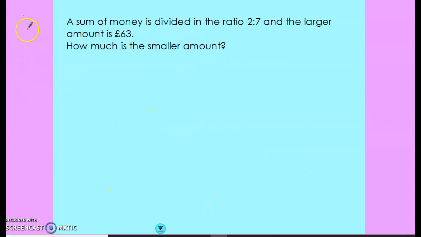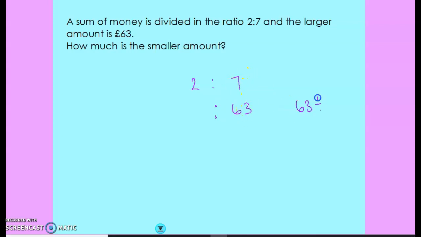Last one then. A sum of money is divided in the ratio 2 to 7, and the larger amount is £63. How much is the smaller amount? Okay, so we've got a ratio of 2 to 7. The larger amount goes from 7 to 63, and our aim this time is to find the total amount of money. So these are my 2 ones in the same list, my 63 and my 7.